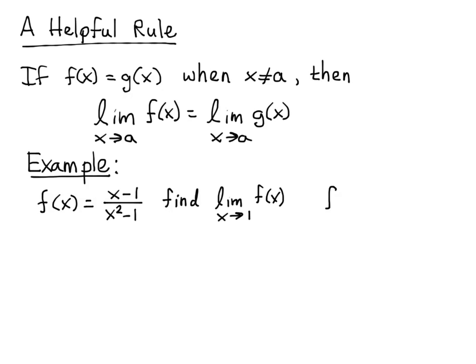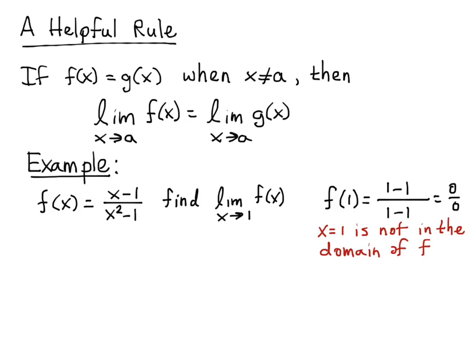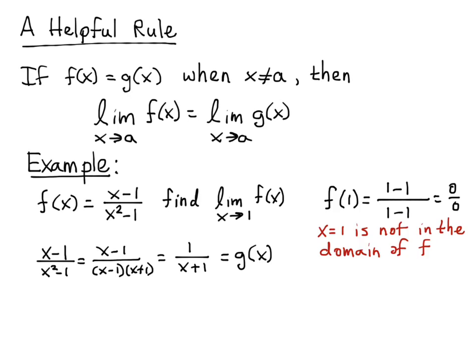But what I can notice is that 1 is not in the domain. If I simplify this by canceling, remember, these functions are only equal if I exclude -1 from the domain. But I can just make my function g of x. Now this has -1 in the domain.